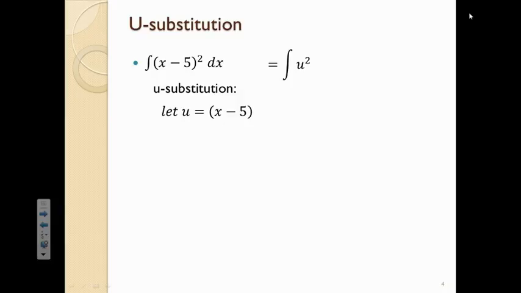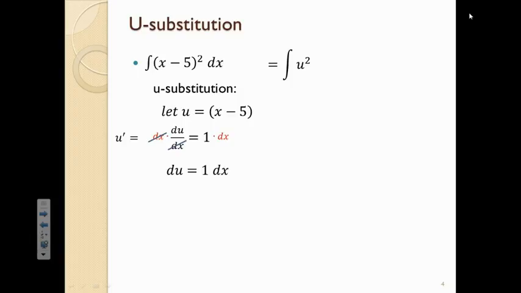Now we need to substitute in something for dx. So the process is find the derivative of u. So if u is x minus 5, the derivative of u with respect to x is equal to 1. Using the Leibniz notation is helpful. Then we said, well, I can multiply both sides by dx, and that cancels out the dx on the one side, and we get du is equal to 1 dx.